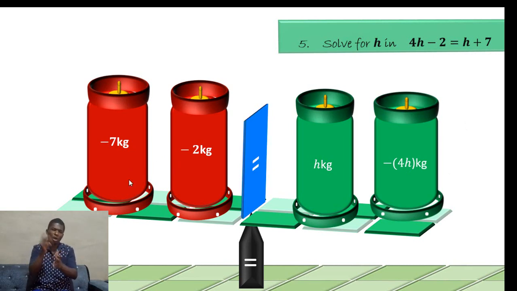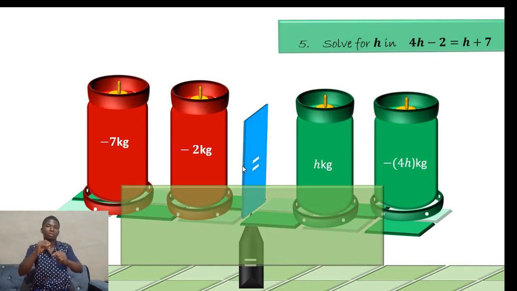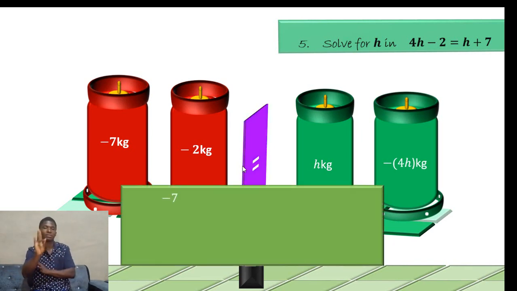Some people can decide that everything that has h should be on this left-hand side and everything without h should be on what? On this right-hand side. It depends. Make sure that what you are moving, the moment it crosses, it changes its sign. So we have minus 7 minus 2 equals h minus 4h. So this is minus 2 equals minus 3h.